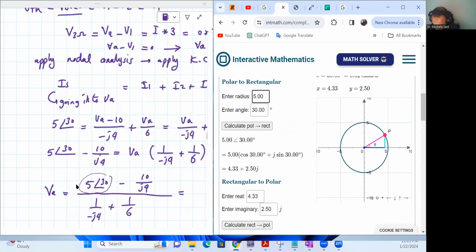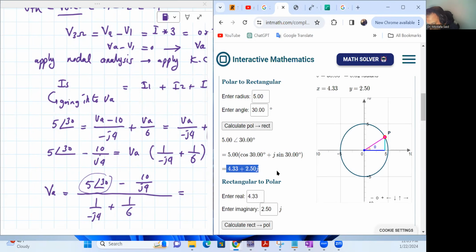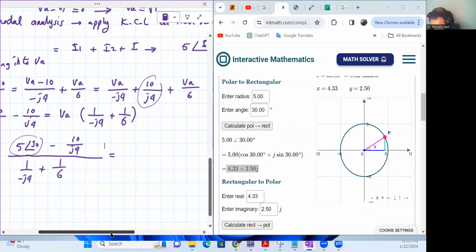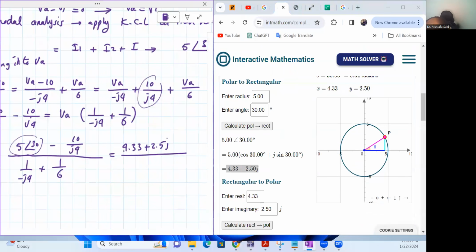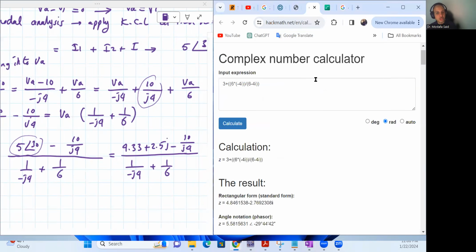So the radius is 5, angle 30. Convert: 4.33 plus 2.5j. So let's write this. That will be 4.33 plus 2.5j minus 10 divided by j4, divided by 1 over minus j4 plus 1 over 6. Now we are ready. Don't simplify anything. That's our breakthrough, that we don't need to simplify any calculation with complex numbers. We go to our online calculator and it will do that for us.